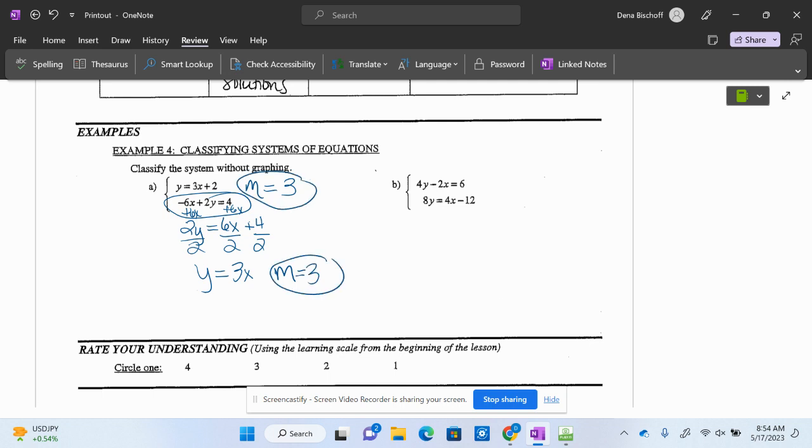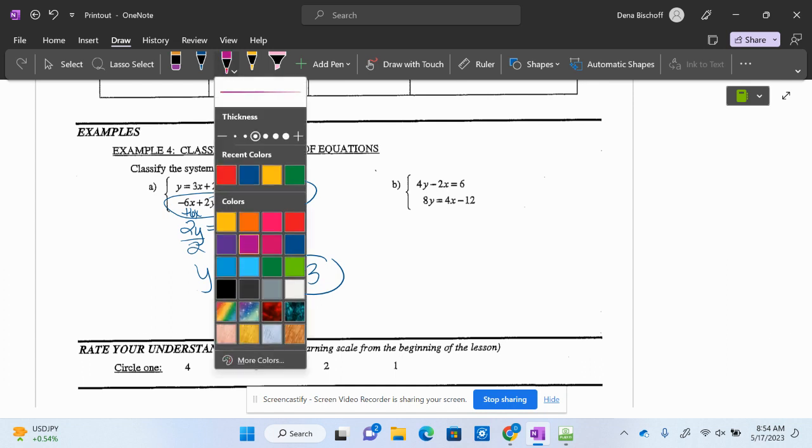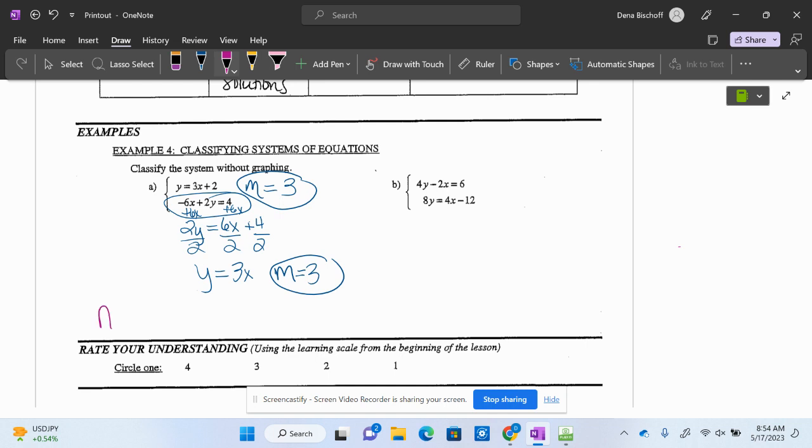They have the same slope. What does that mean? They're parallel, which means the lines will never intersect, which means no solution. This is an example of no solution. Same slope.